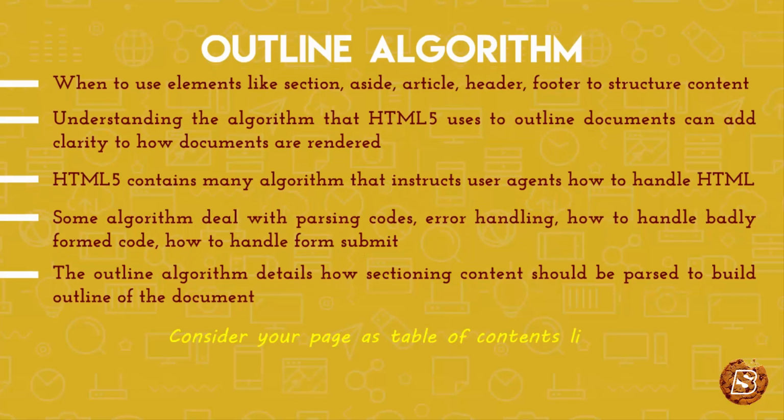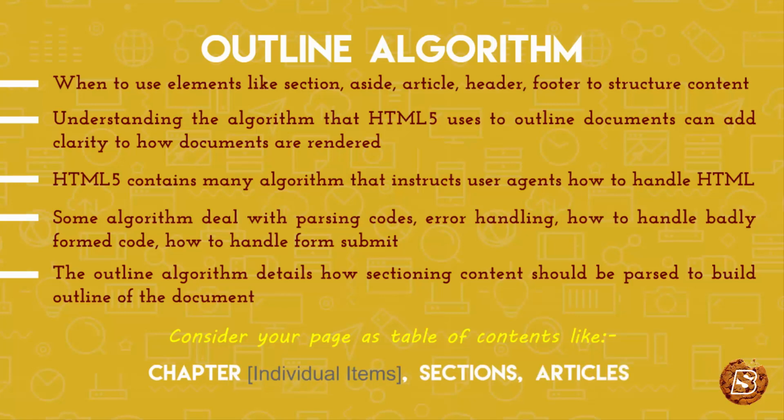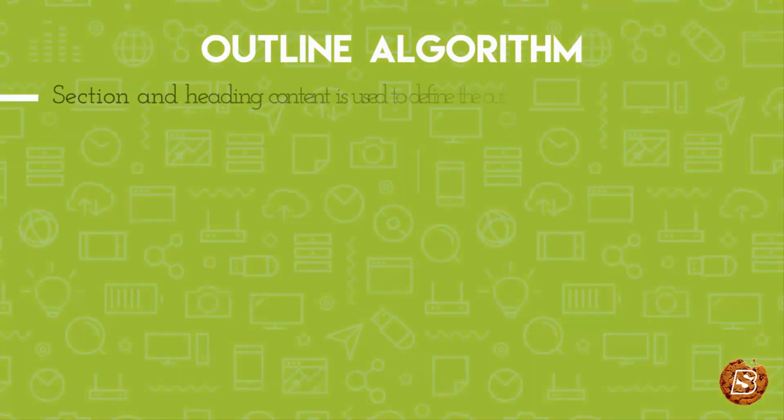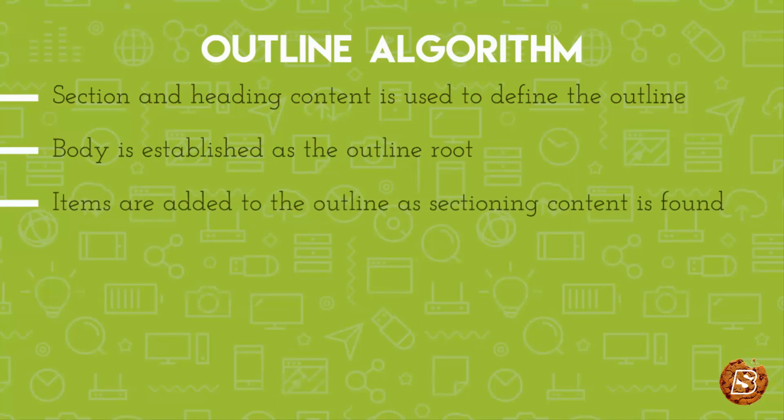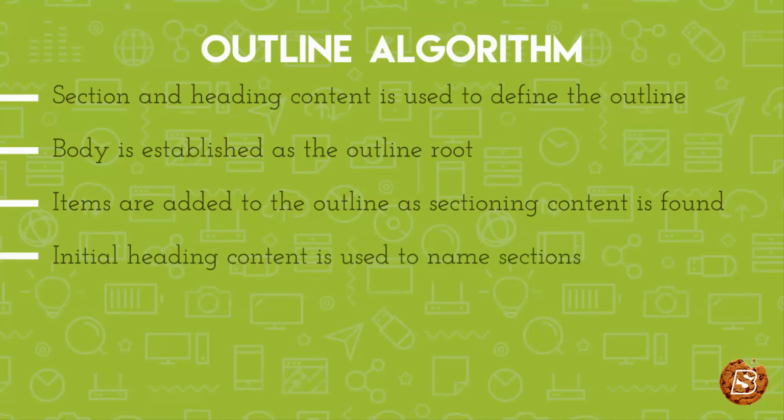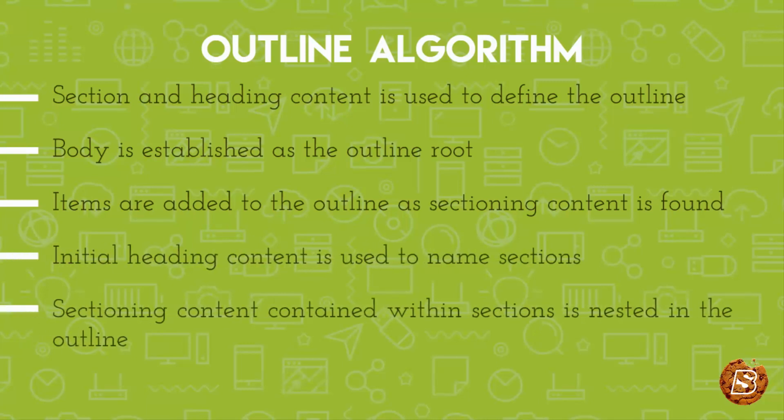For instance, consider your page as a table of contents, like chapters, which are individual items, and inside that we have sections and then articles. Section and heading content is used to define the outline. Body is established as the outline root, and items are added to the outline as sectioning content is found. Initial heading content is used to name sections. Sectioning content contained within sections is nested in the outline.